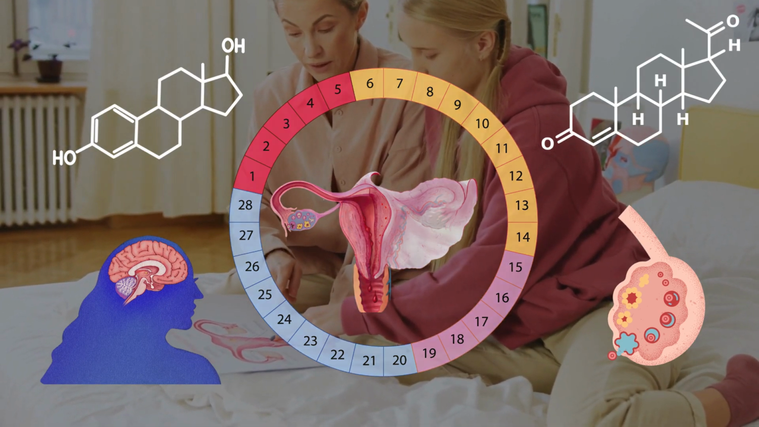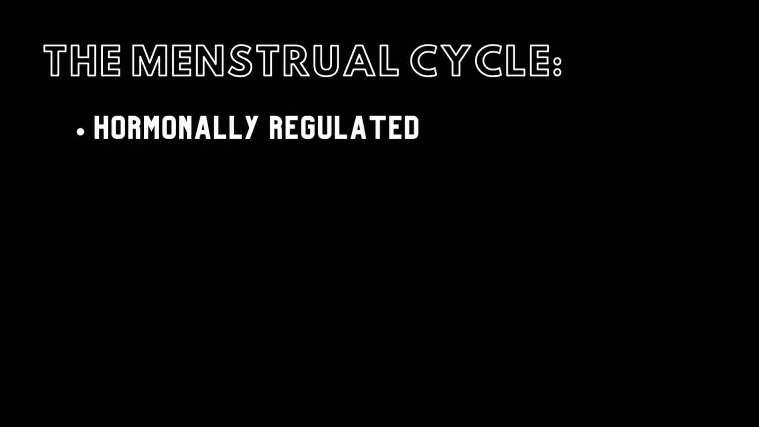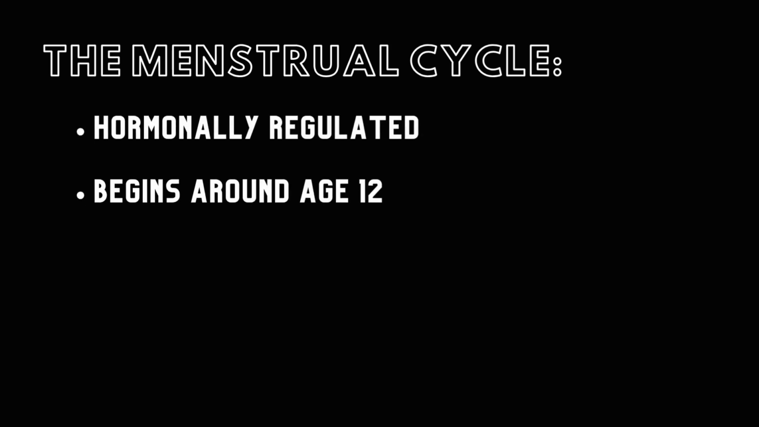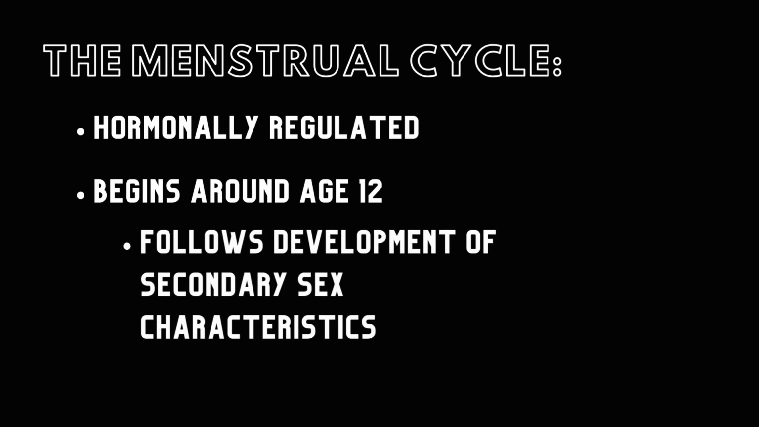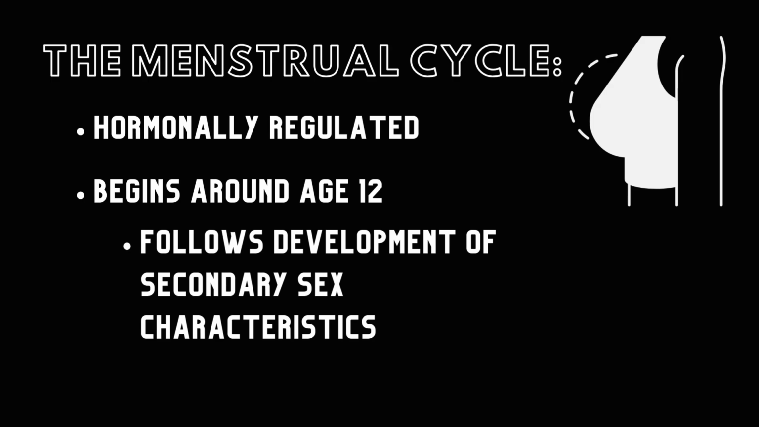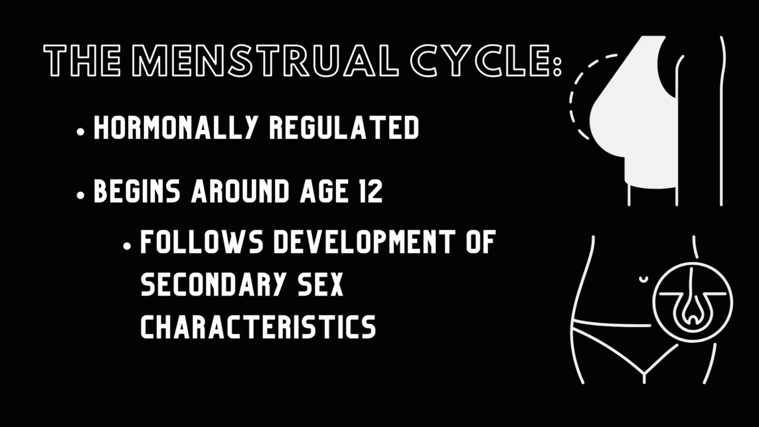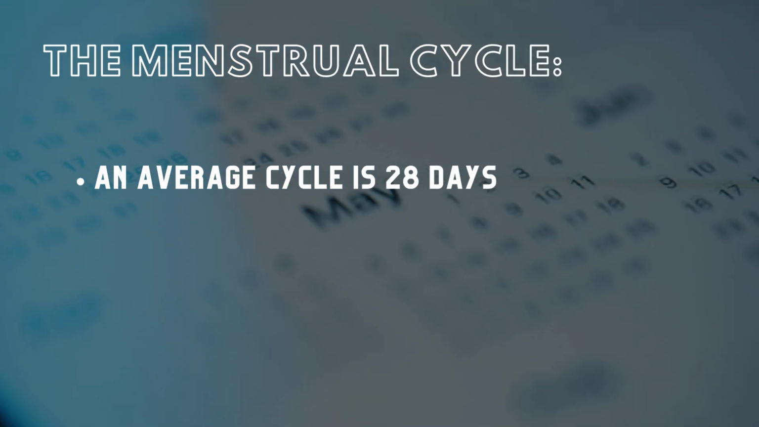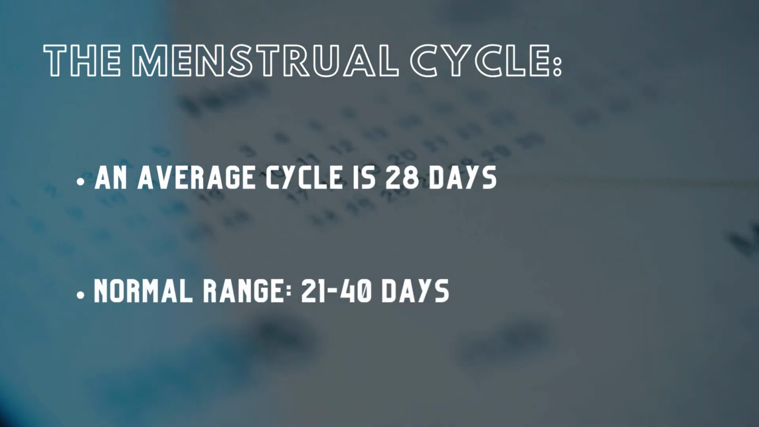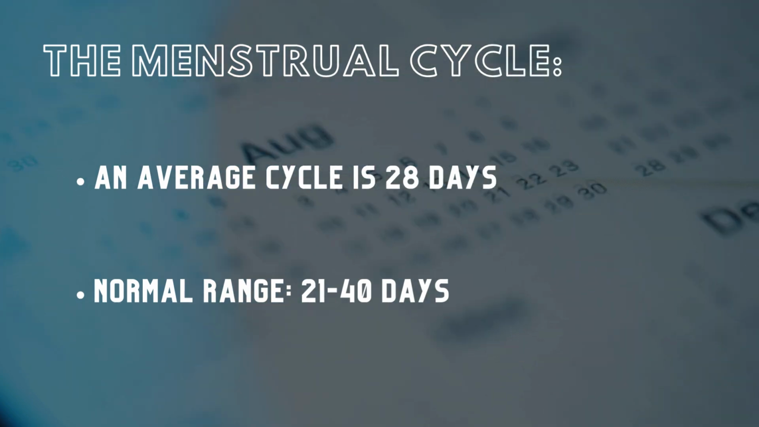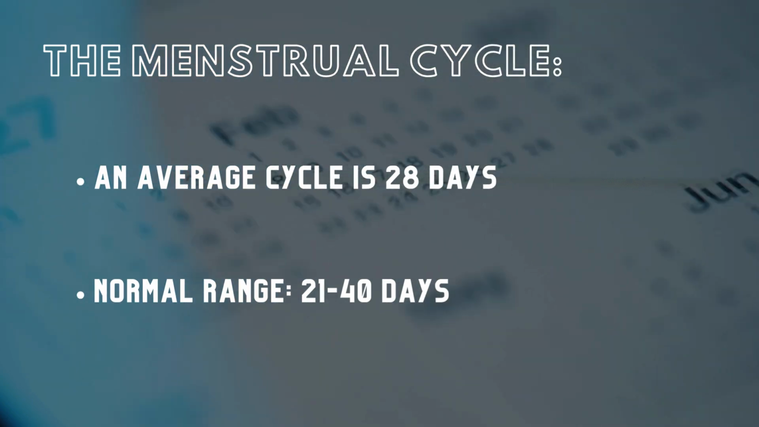The menstrual cycle is a hormonally regulated process that typically begins around the age of 12, following the development of secondary sex characteristics like breast and pubic hair growth. While the average cycle lasts about 28 days, a normal range is 21 to 40 days. Irregularity is common in adolescence but often stabilizes with age.